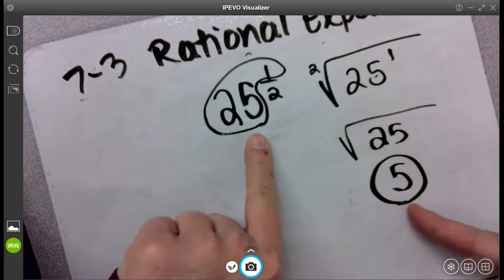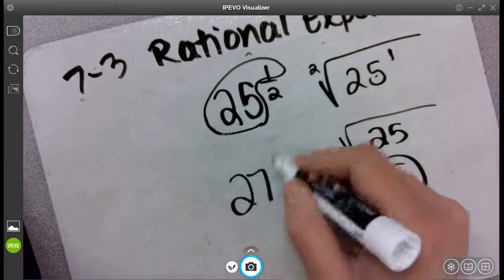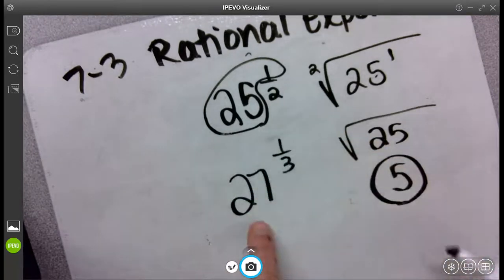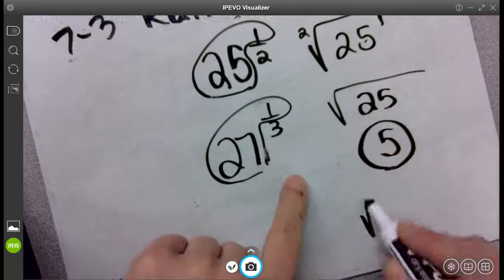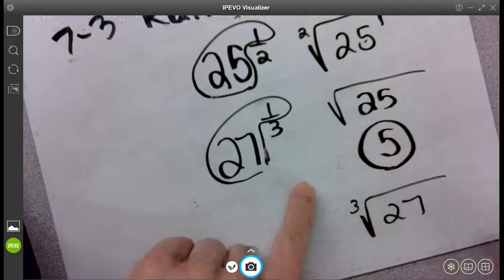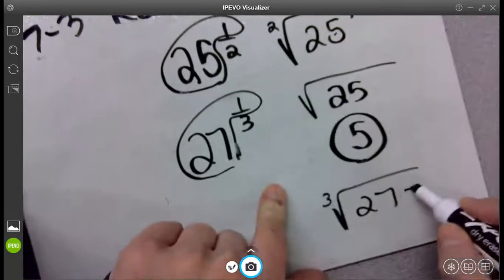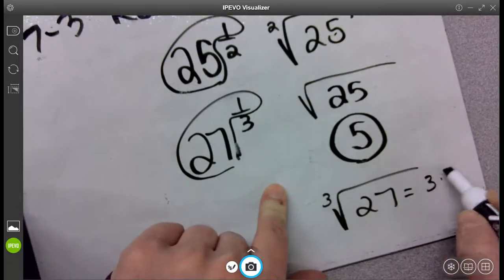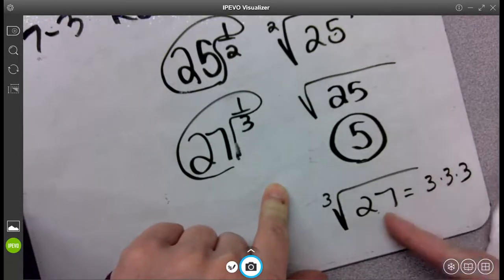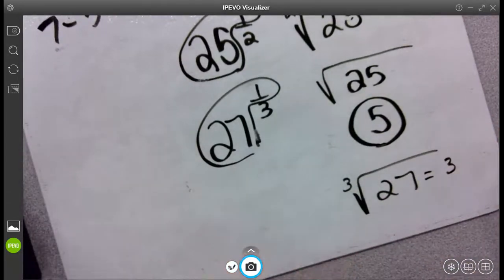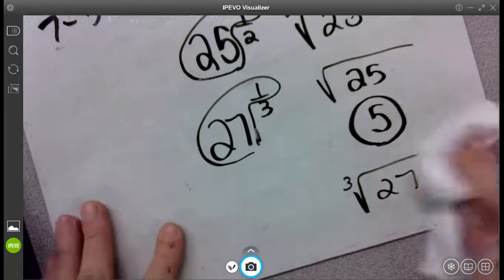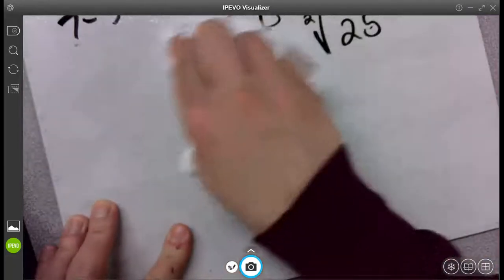So this is the same thing as saying the square root. This is the same thing as saying the cube root. So I could say 27 to the first, cube root. So what number times itself gives you 27? That would be 3. So the cube root of 27 is just 3. Okay, so this is where we run into rational and irrational exponents.